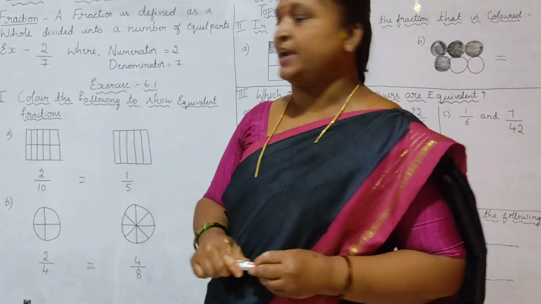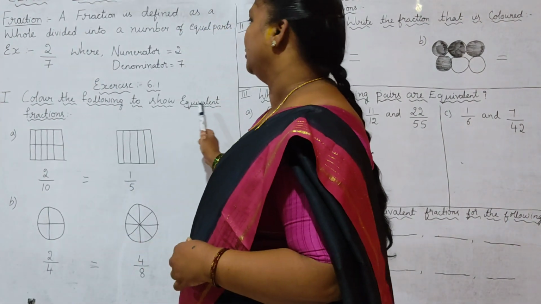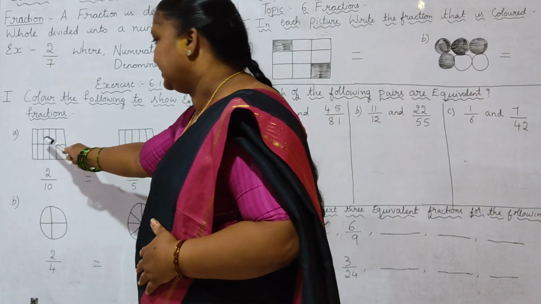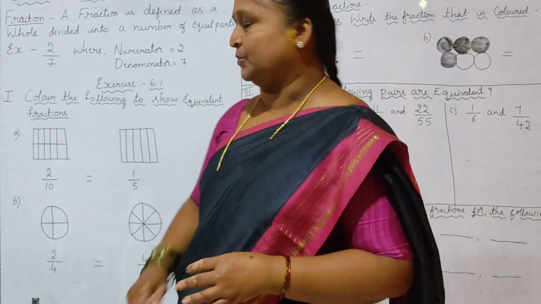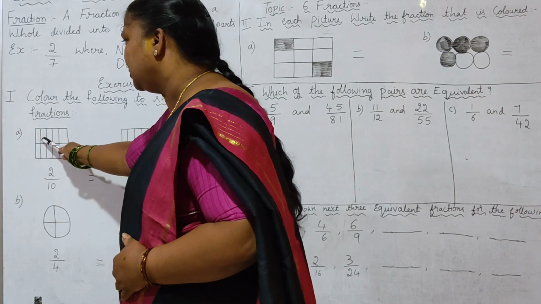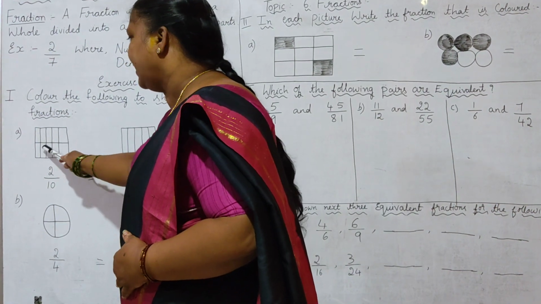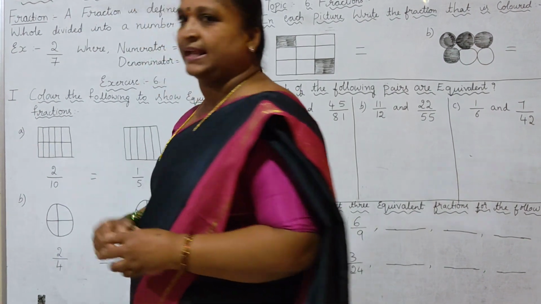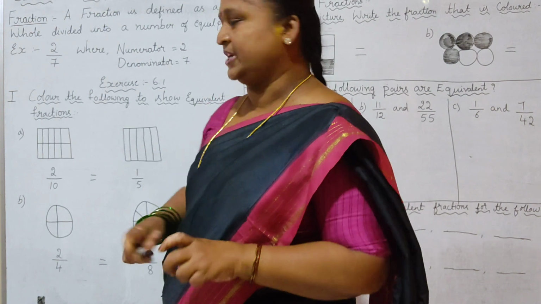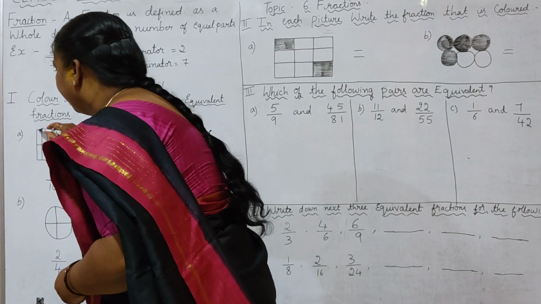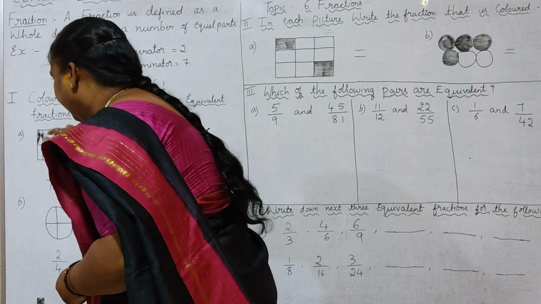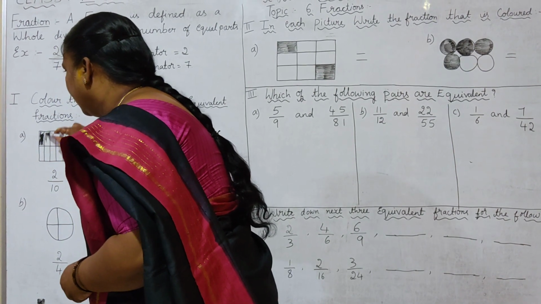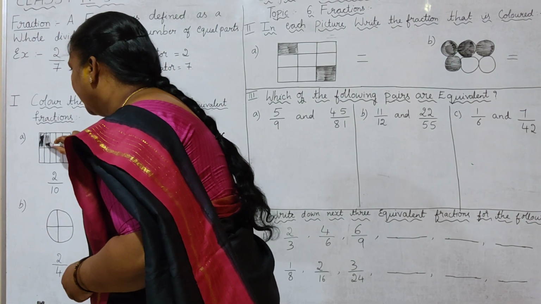Exercise 6.1. Shade the following to show equivalent fractions. Here they gave a picture and divided it into several parts. How many parts? 1, 2, 3, 4, 5, 6, 7, 8, 9, 10. They divided it into 10 parts and the fraction is 2 by 10. We want to shade 2 parts. Whatever number is in the numerator, that many parts we shade, wherever you want. In this 10, you shade 2 parts. Like this you shade 2 parts.